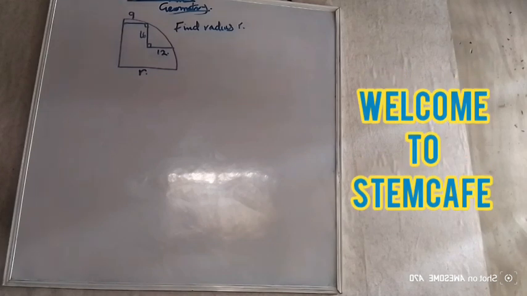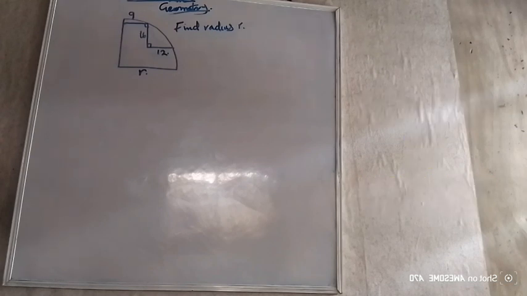I can say the second chord is 9 centimeters. We have a perpendicular line to it, 16 centimeters, and another perpendicular line to that line, 12 centimeters. So we are now asked to calculate the radius.